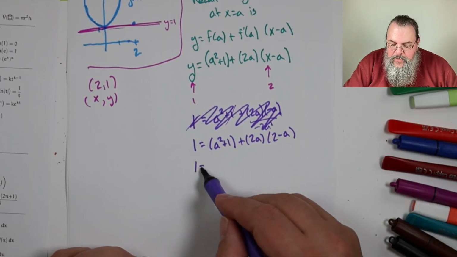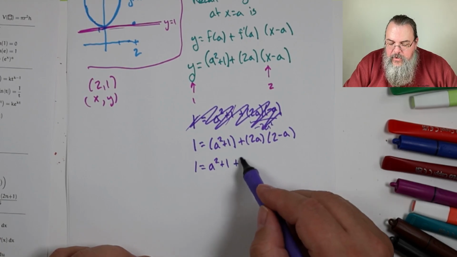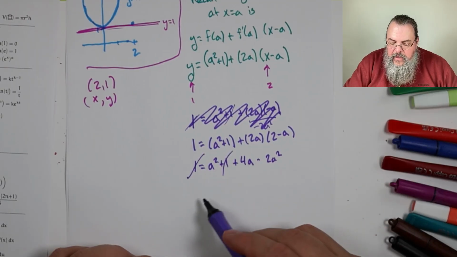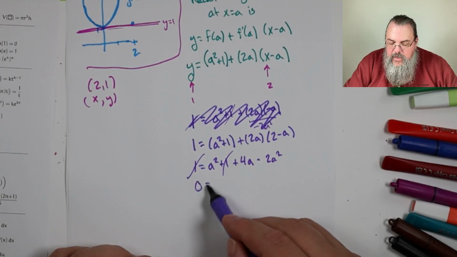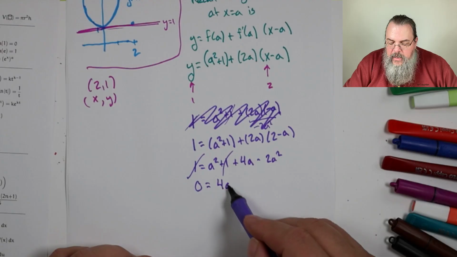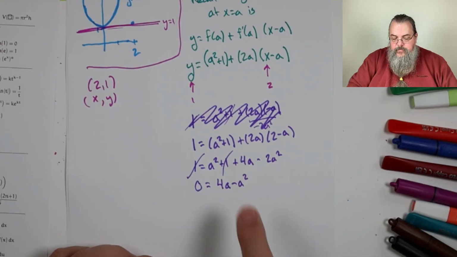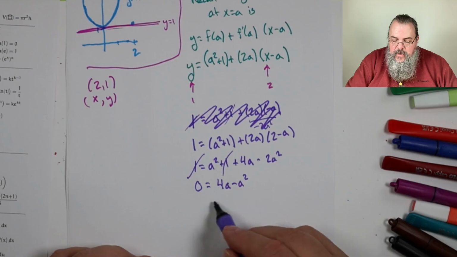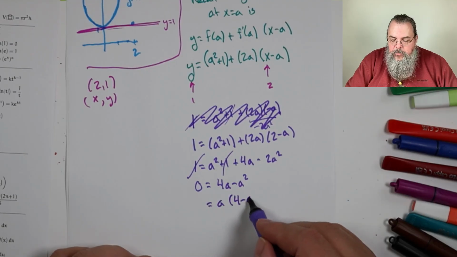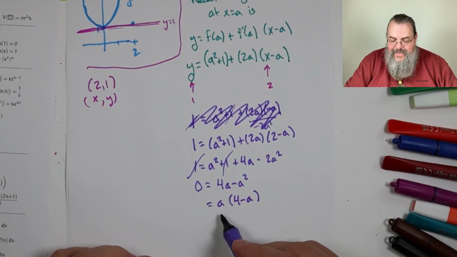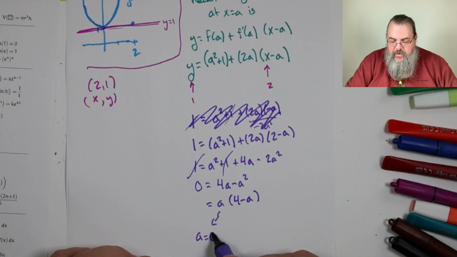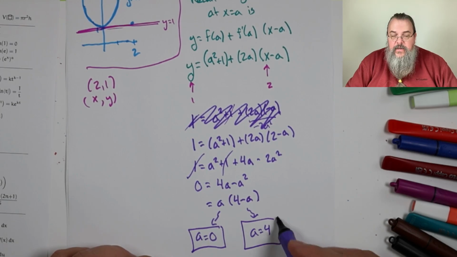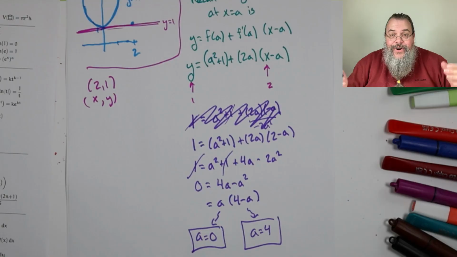All right, so we get 1 equals a squared plus 1 plus 4a minus 2a squared. The 1's cancel. That's nice. So we get 0 is equal to 4a minus a squared. Right? A squared minus 2a squared makes minus a squared. Well, that's equal to a times 4 minus a. And that leads us to two solutions. A equals 0 or a equals 4. And so we have found all such a.